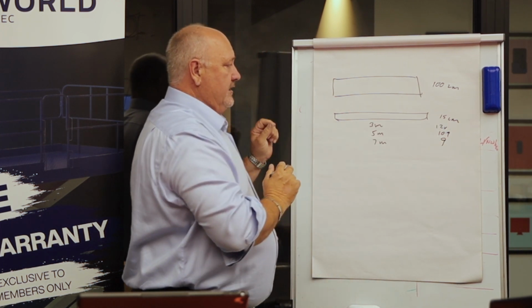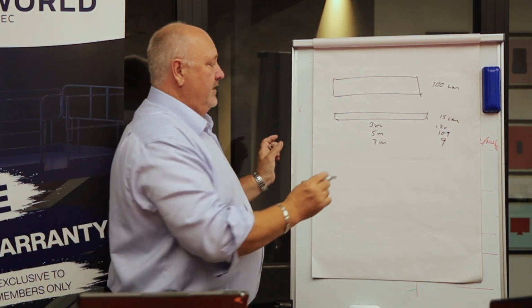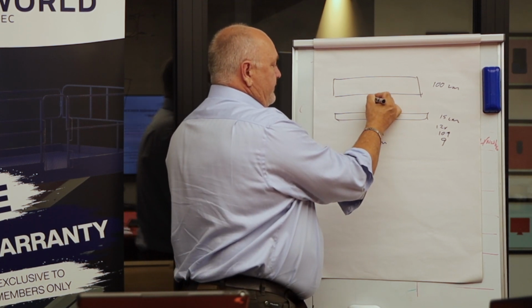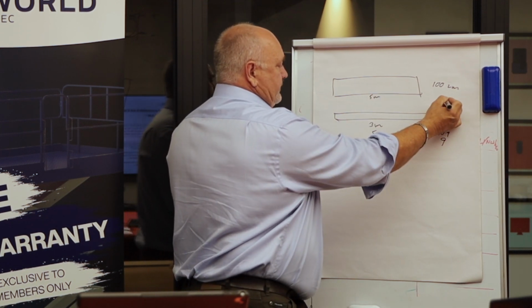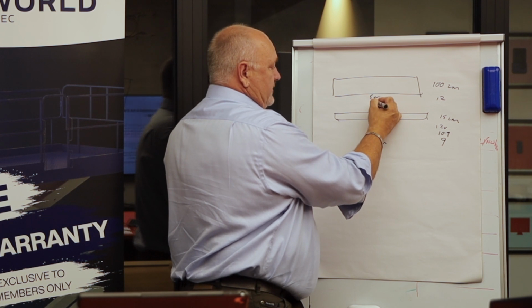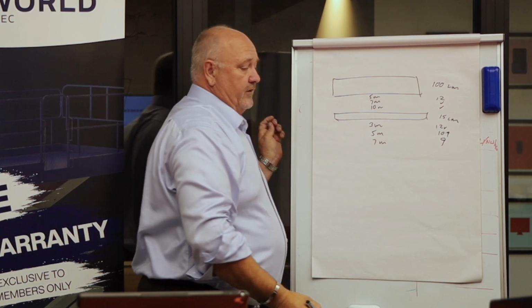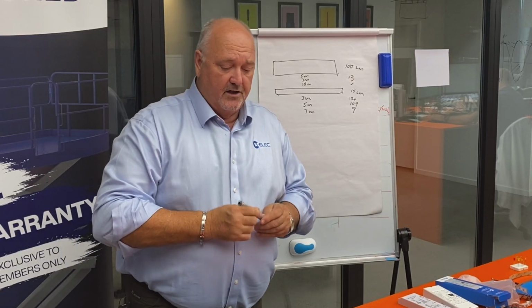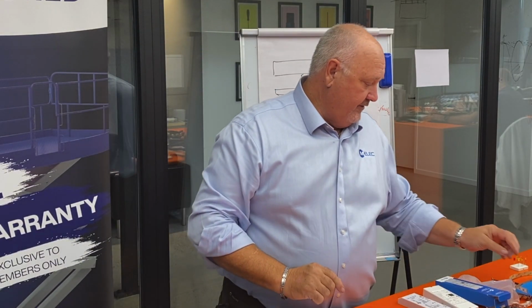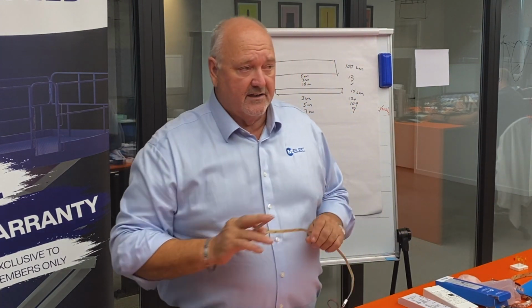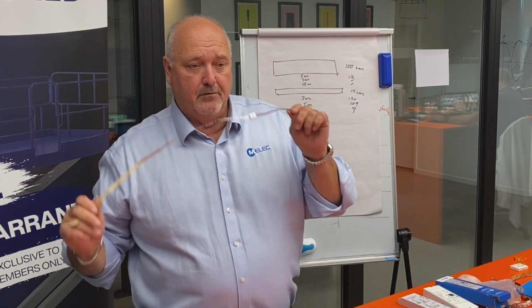Whereas with this one, with the larger cable, I could go 5 metres straight up and still have 12. I could go 7, I could go 10, and I'd still end up with 12 volts at the end. So what we're saying there is the controller does not limit the length; the cable limits itself.